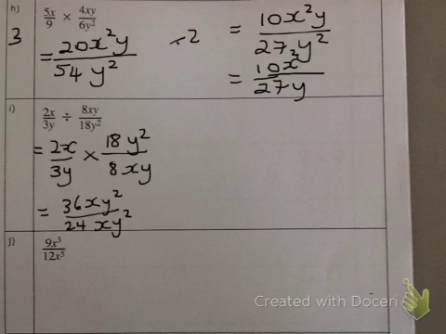Okay, now I can divide the top and bottom of my fraction by xy squared. So I'm going to end up with 36 over 24. And when I look at those numbers, I can divide them both by 4. So I'm going to divide 36 by 4, I get 9. 24 divided by 4, I get 6. Ooh, wait a minute. We can divide even further. If I divide the top and bottom by 3, 9 divided by 3 is 3. 6 divided by 3 is 2.